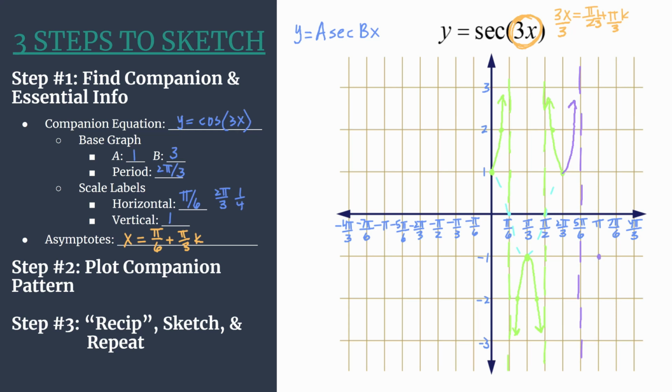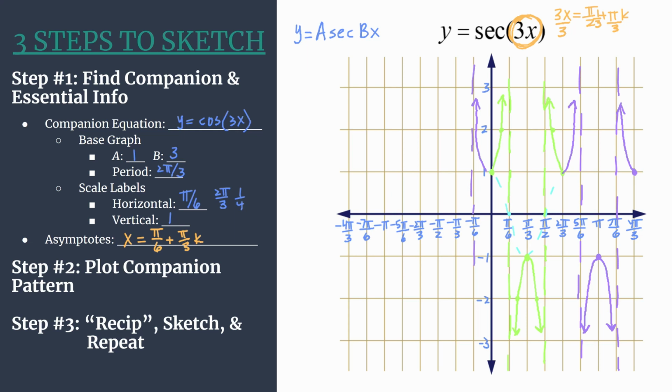Continuing the pattern, I'm going to plot that main point here. Notice that that would have been a minimum from the companion cosine equation, and now it becomes a local maximum for the secant graph. Just some neat terminology to get familiar with. We have an asymptote at 7 pi over 6. That's when k equals 3 in the asymptotes equation. And here we go, finishing out the pattern. You can do the same in the other direction, so your graph would continue.